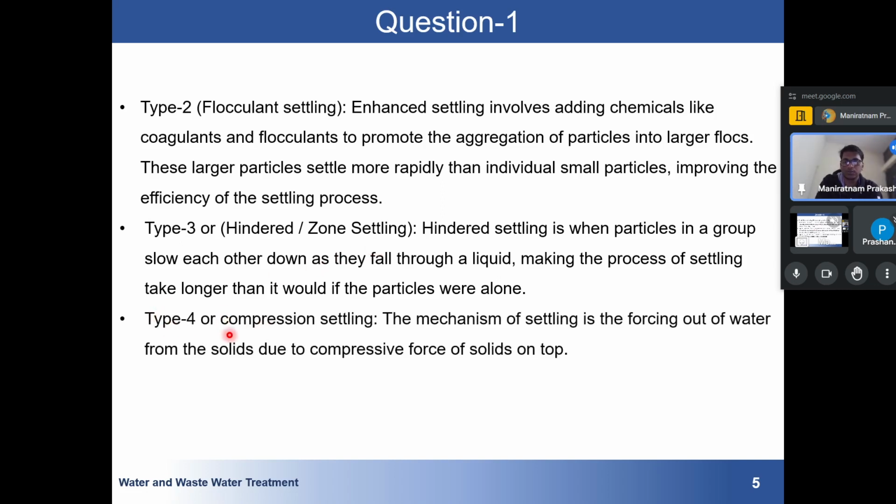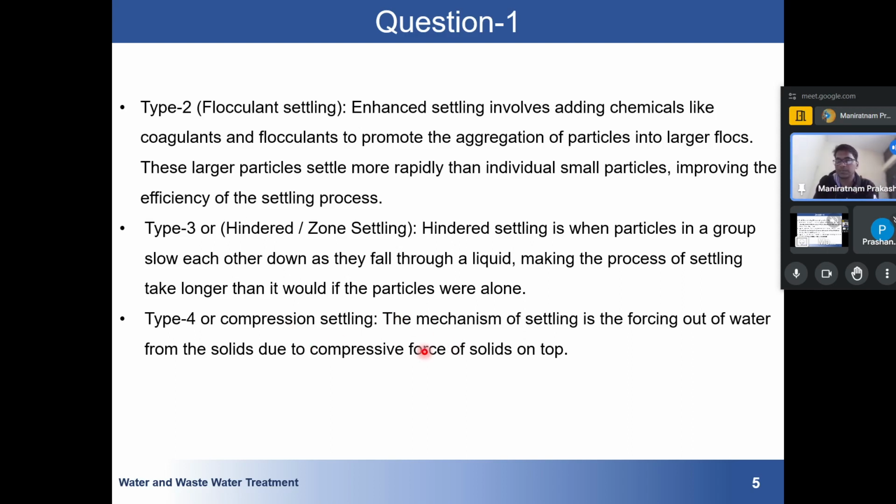The last is known as compression settling. It also happens in your biological treatment unit. Compression means you are compressing something. In the biological treatment unit, the particles which have larger size will settle down, but the smaller ones won't settle down on their own. When the larger particles settle down, they compress the particles which have lower size. So along with the larger particles, the smaller particles will also settle down.